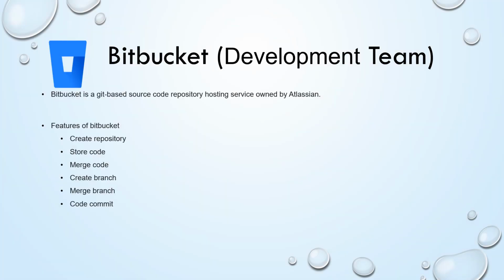Bitbucket is a Git-based source code repository hosting service owned by Atlassian. It can be accessed through a web browser. Features of Bitbucket. Create repository. It creates a repository for an application where multiple developers work. Store code. It stores code in a remote server and can be accessed by any developer. Merge code. It can merge code from different branches. Create branch. It creates a new branch from the main branch baseline. Merge branch. It merges a branch from a local branch to a higher level branch. Code commit. Merging code locally creates a commit in Bitbucket.